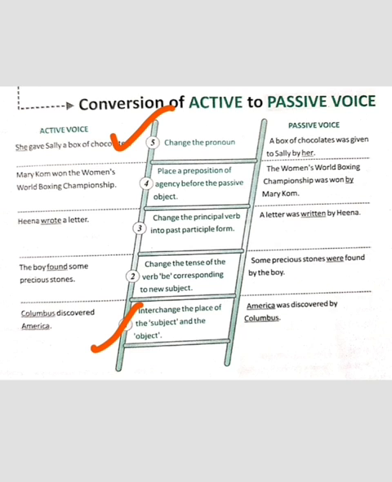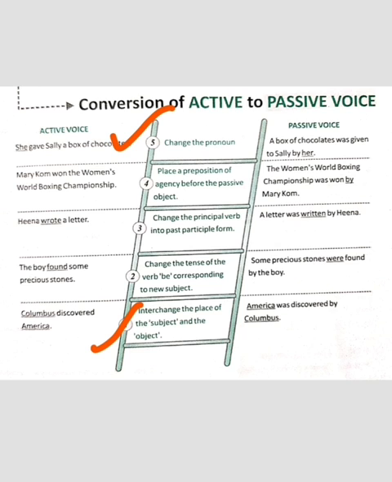Then the fourth step will be place a preposition of agency before the passive object. So we insert the preposition by before the object. The last step is we change the pronoun. So there are 5 steps when we change from active to passive.